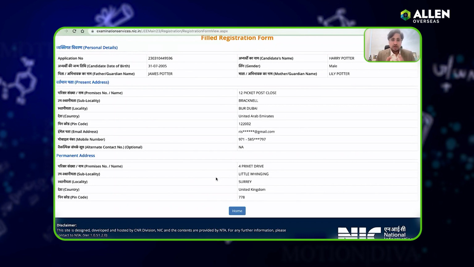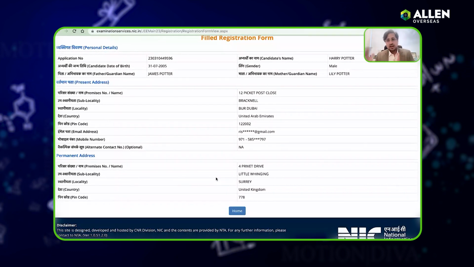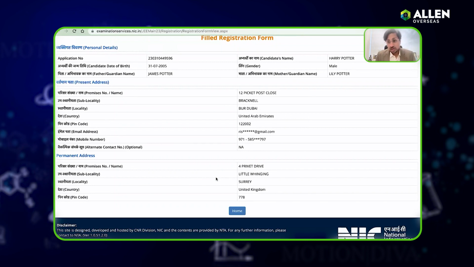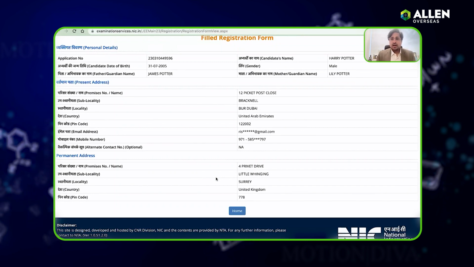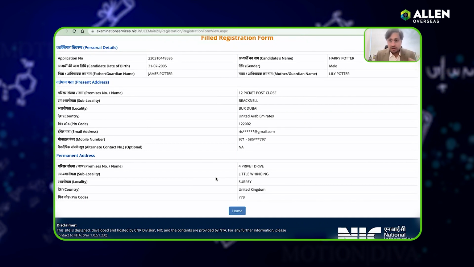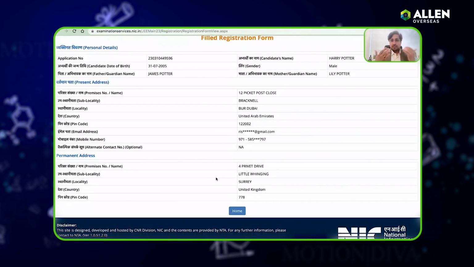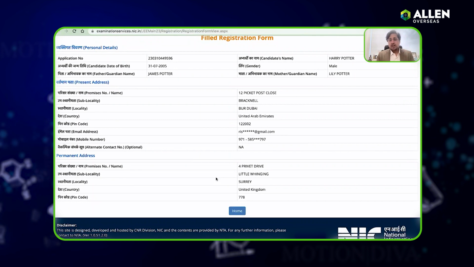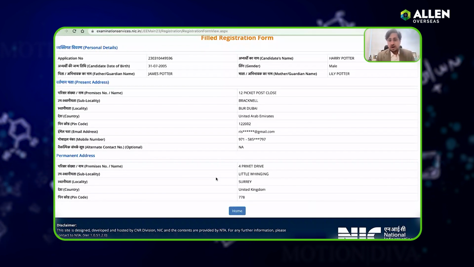Don't worry at this stage, because all these details will be verified again once you go for the counseling. So at present, your permanent address should be based upon your passport or Aadhaar, any of the two you can take. And the present address would be in which country you are residing. That present address you have to fill.